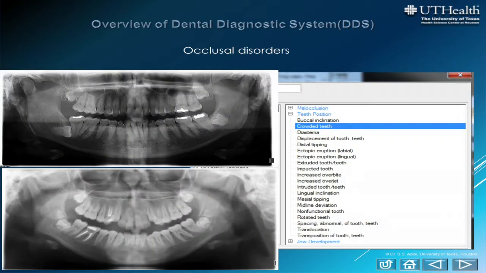Occlusal disorders are subcategorized as malocclusion, teeth position, and jaw development. These examples illustrate the condition of crowded teeth in the anterior section of the mandible as well as the premaxillary area.